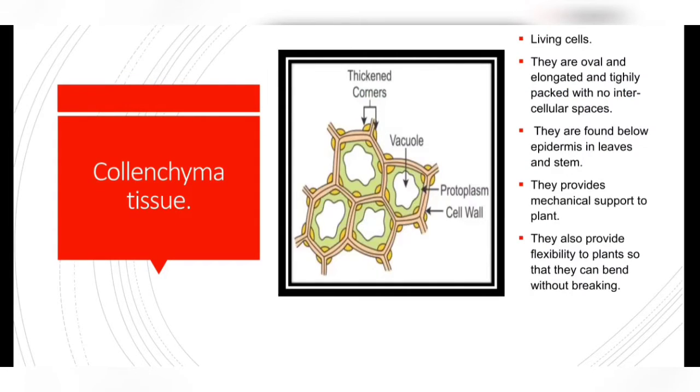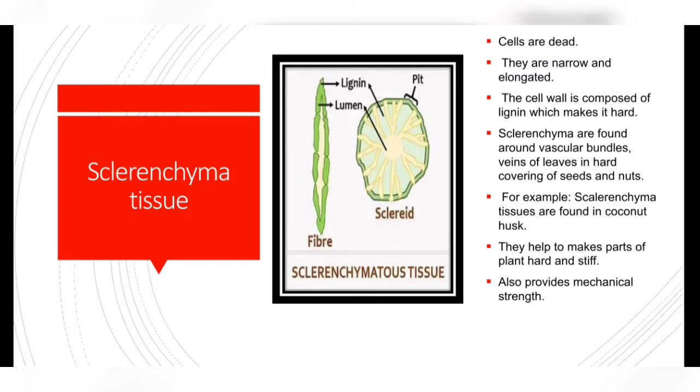Collenchyma tissue's main function is to provide flexibility to the plants so that they can bend easily without breaking. And the sclerenchyma tissue provides mechanical strength and a protective covering around the coconut husk, around the seeds, around the nuts. So during unfavorable conditions, they protect these parts of the plant.